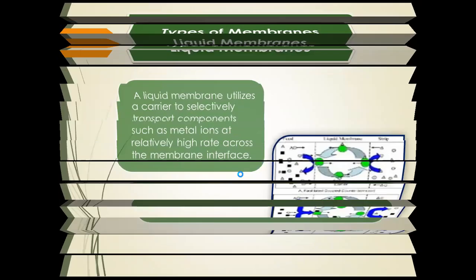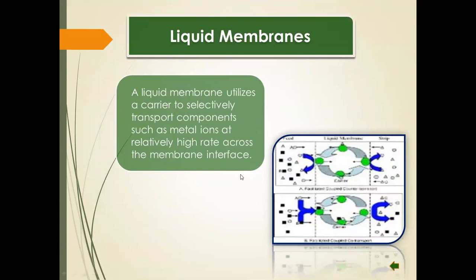Then we have liquid membranes. A liquid membrane utilizes a carrier to selectively transport components such as metal ions at relatively high rate across the membrane interface. If you recall our discussion about the term sweep, this particular carrier could be likened to a sweep. In aid of the membrane, it allows the permeate to pass through at a much higher rate through the barrier, which is our membrane itself.